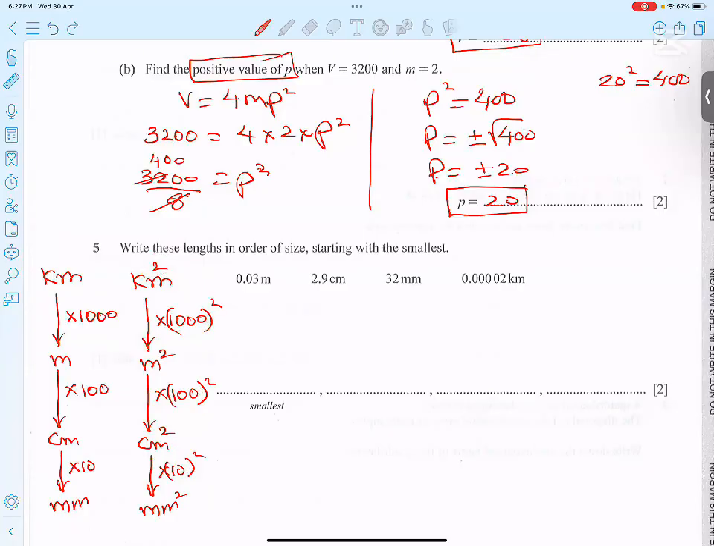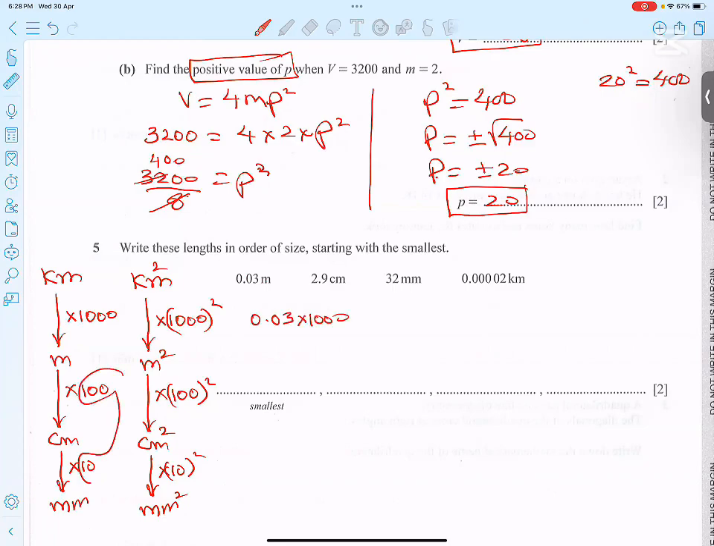So this is the best technique: we convert everything into one scale. Centimeter or millimeter, either is a good idea. If we go for millimeters, it is better. So meter is at this level, and I want to go to millimeter. So 100 and 10, so 3 zeros will come with that. So 0.03 multiplied by 1,000.